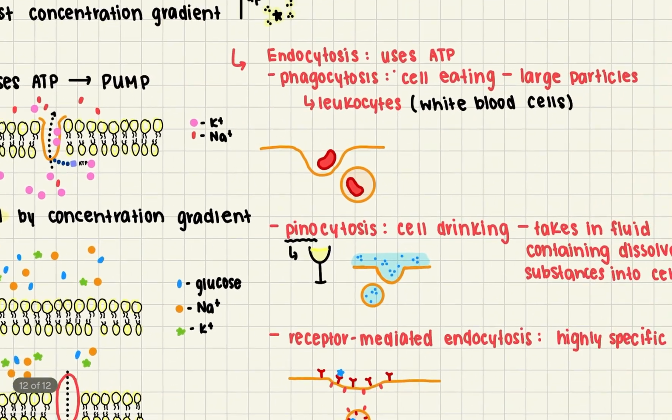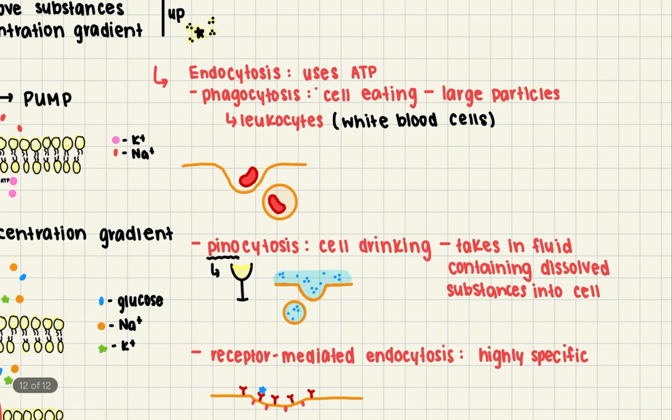So active transport also includes vesicle-based processes like endocytosis, which uses ATP to bring large particles or fluid into the cells. There are three types that I have drawn out. So there's phagocytosis, which is cell eating. This brings large particles into the cell, like leukocytes. We also use phagocytosis to engulf things like bacteria.